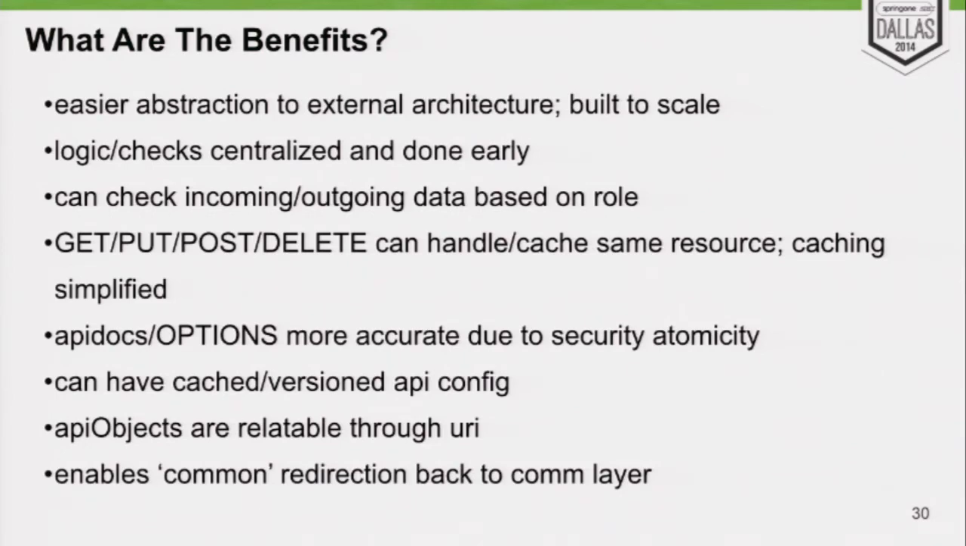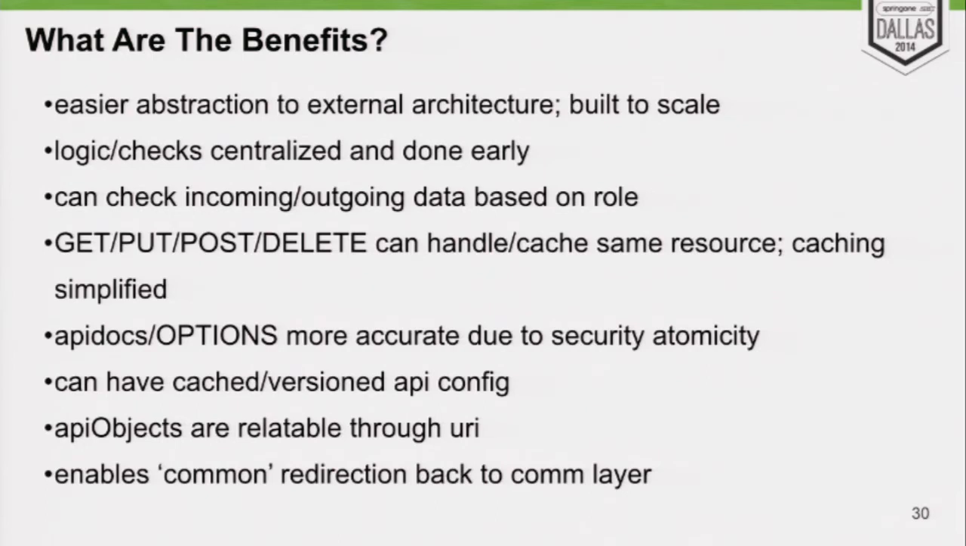So the benefits of this are easier abstraction. It's to external architecture. The logic checks are centralized and done early. We can check incoming and outgoing data based upon the role. Your get, put, post, delete can handle cache and same resource. Your caching is simplified as a result of that. Your API docs and options are accurate now. You can have a cached version of the API config.